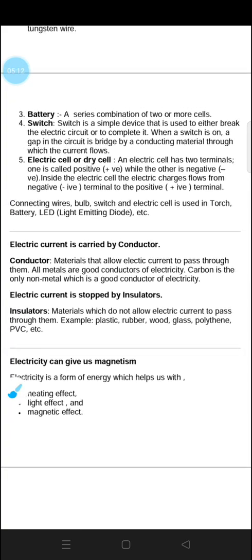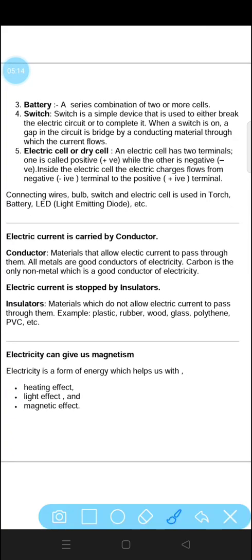For example, connecting wires, bulb, switch, electric cell are used in torch, battery, LED. LED is light emitting diode that we use in our houses nowadays. It is very popular. We use LEDs instead of those tungsten bulbs that we used earlier.